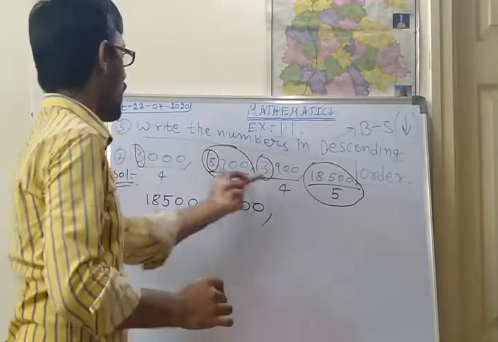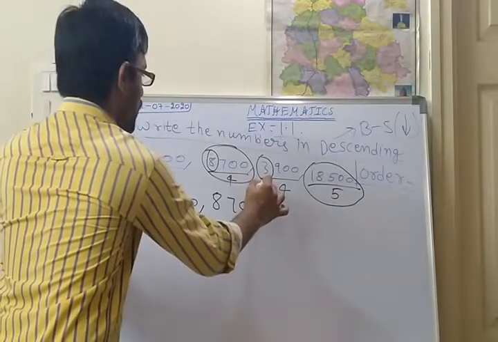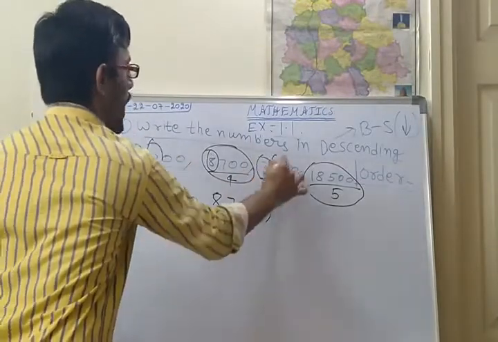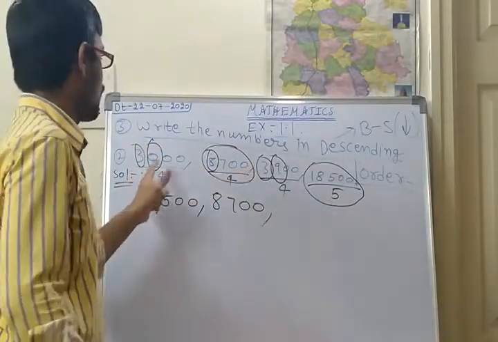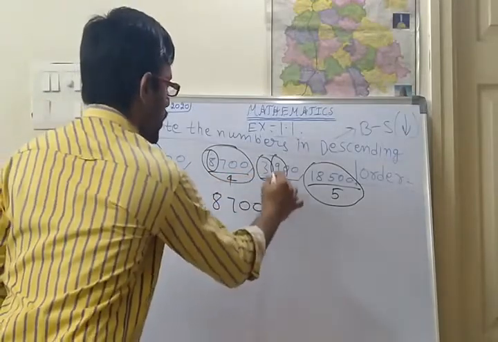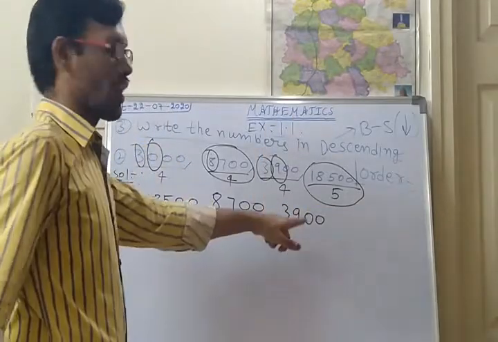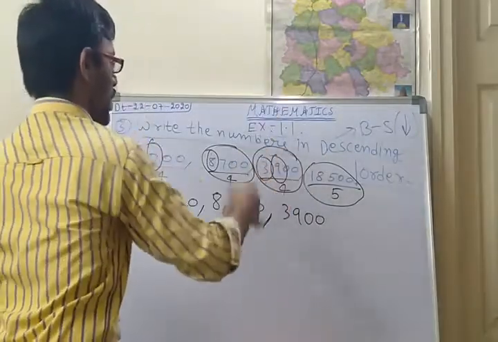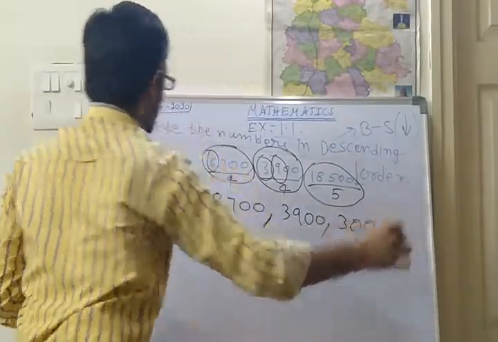Now only two numbers are there, 3000 and 3900. Here the first digits are the same for these two numbers. Now take the second digit, 0 and 9. Which is the biggest digit? 9 is the biggest digit. So this number, 3900, will come as the next biggest. This number is also completed. Now at last, which is the remaining? 3000 is the remaining.